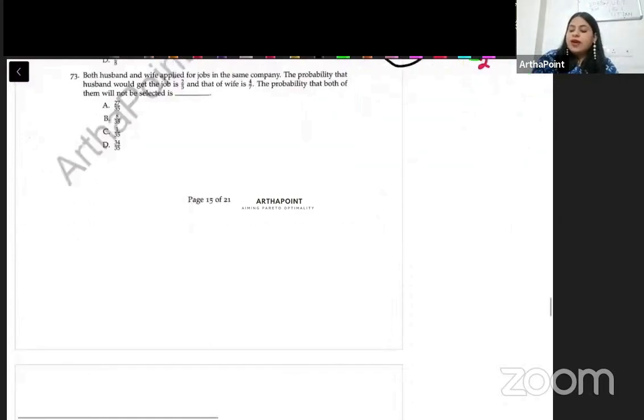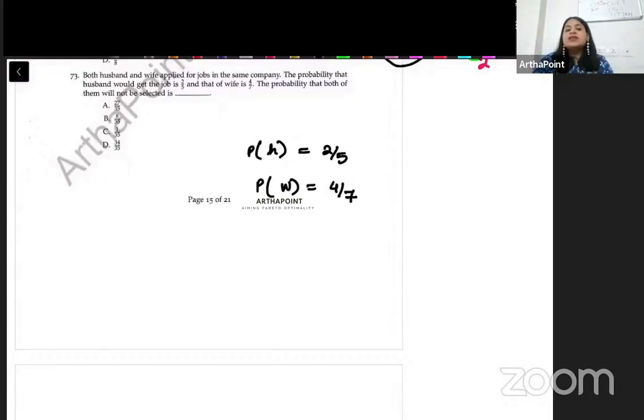Both husband and wife applied for a job in the same company. Probability that the husband would get the job is 2 by 5. Do you see how easy this question is? Probability that the wife will get the job is 4 by 7. Probability that both will not be selected is, both will not be selected. So I want that the husband should not be selected and the wife should also not be selected. But the husband and wife getting selected is an event which is independent. Whether I get selected or not in no way affects whether you get selected or not, right?